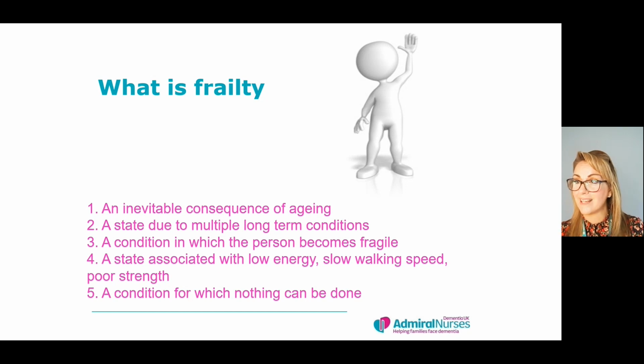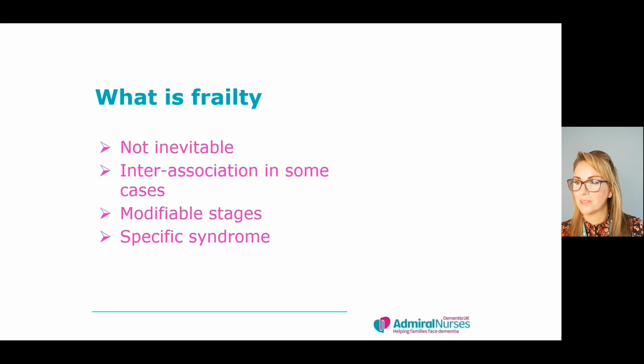So I'll just give you a couple of moments now to drop your answer into the comments box. So 1, 2, 3, 4, or 5, or is it all of them? Okay, so hopefully that's given you enough time to respond. So the answer is the fourth statement. The others are actually untrue. So frailty is not inevitable. Frailty can be interassociated with multiple long-term conditions, but can occur in the absence of these. Frailty is certainly amenable to treatment. This can often be referred to as modifiable stages of frailty. And unlike fragility, frailty is a specific syndrome with characteristic features and a rapidly expanding research base.